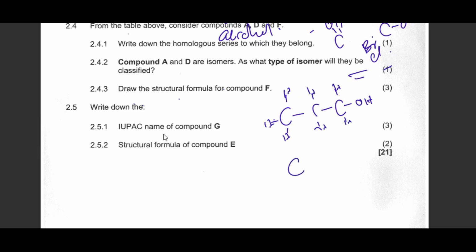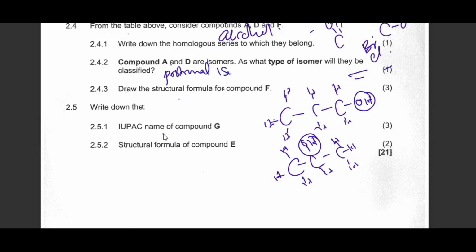While the other one is, because these are the same alcohol, same number of carbon atoms, same functional group, but what is changing is the position of this functional group. Therefore, it becomes a position isomer. So this answer is going to be positional isomer.